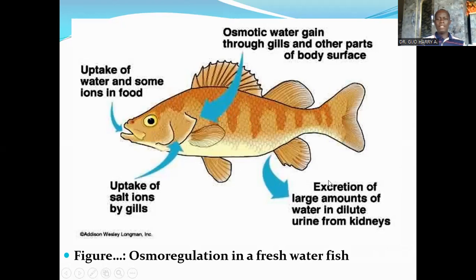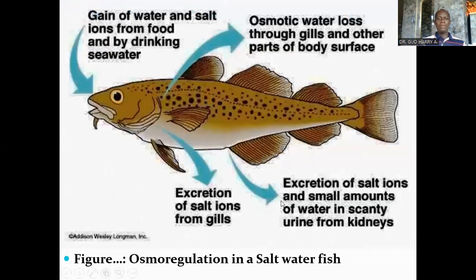The only way water is given out is through excretion of large amounts of water and dilute urine from the kidneys. That's because the more water gets in, because the internal concentration of solutes in the fish is higher than that of the outside. So there's movement of substances from lower concentration to higher concentration. But in marine fishes or in saltwater fishes, the fish tend to lose more water than it takes in.